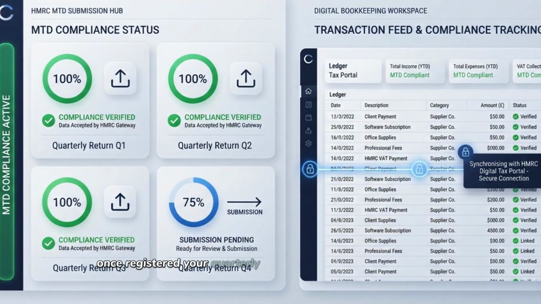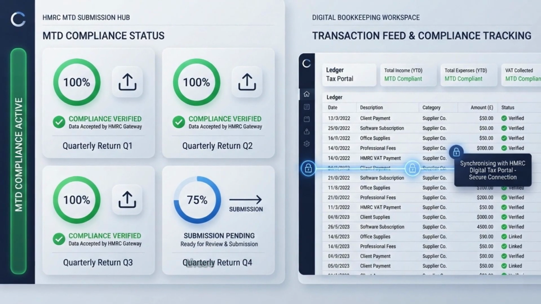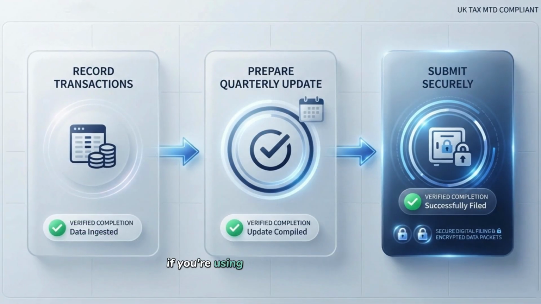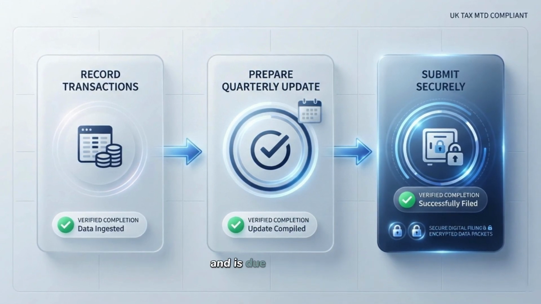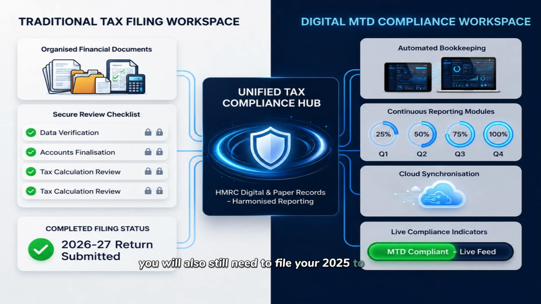Once registered, your quarterly update obligations become available within your software and HMRC account. These appear within your software as submission windows with their deadlines. From this point, you must keep digital records of all qualifying income and expenses. If you're using standard tax year quarters, your first quarterly update covers the 6th of April to the 5th of July and is due by the 7th of August. You will also still need to file your 2025 to 2026 self-assessment return by the 31st of January, 2027, as this covers the year before MTD began. Both obligations run alongside each other in that first year.